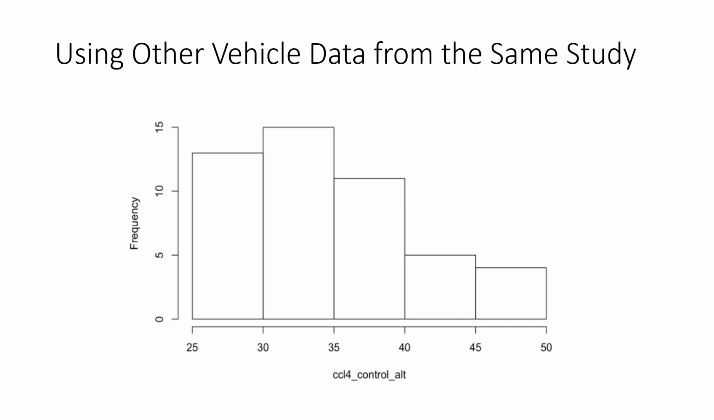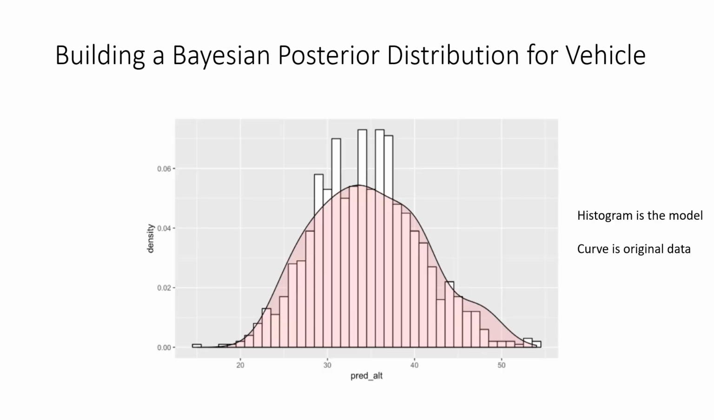So we can use this information as Bayesians to build what we call a posterior distribution for the vehicle ALT level. And so now we can see this curve here is the original data that we had from that box plot. That's what that curve represents. And then the histogram, these bars here, is the data that we got from the model. The model does a pretty good job of recapitulating the data.